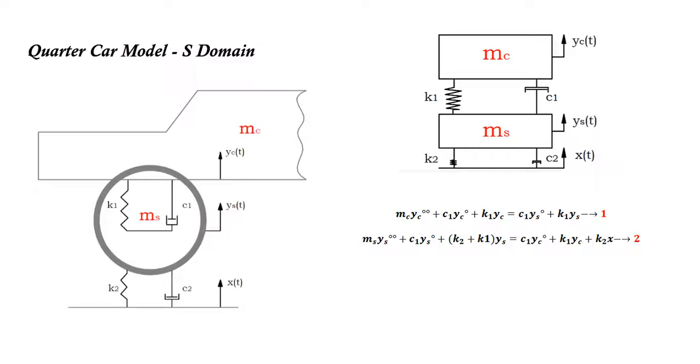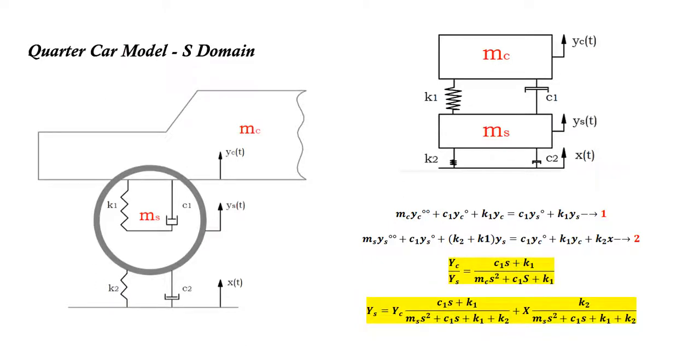Welcome back, guys. So the equations of motion in S domain are: yc over ys equals (c1 s plus k1) over (mc s squared plus c1 s plus k1). The second equation: ys equals yc times (c1 s plus k1) over (ms s squared plus c1 s plus k1 plus k2), plus x times k2 over (ms s squared plus c1 s plus k1 plus k2).